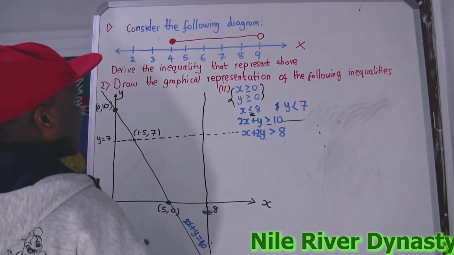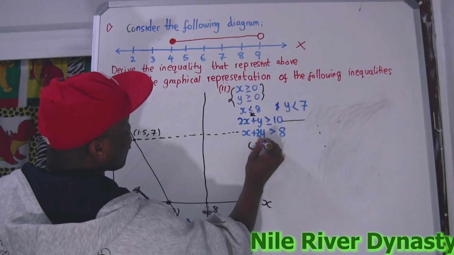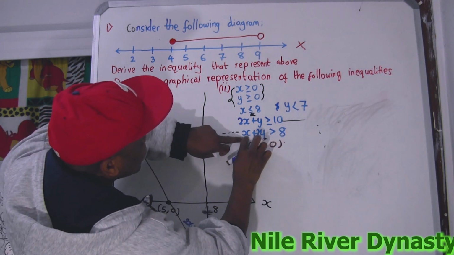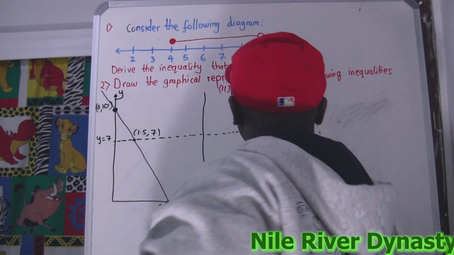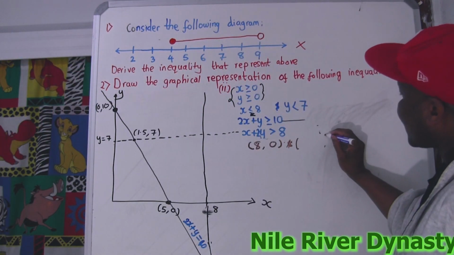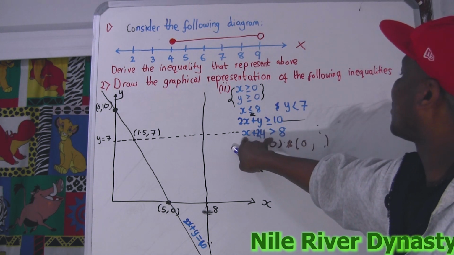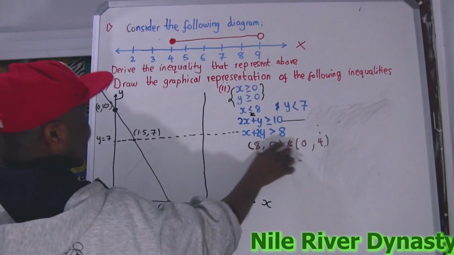Okay, same approach. So when we find the x-intercept, y equals 0. So this is going to be 0, so x equals 8. And when we find the y-intercept, x equals 0. So this is going to be 0, so 2y equals 8, divided by 2 equals 4. You know what I'm saying? So now x equals 8.